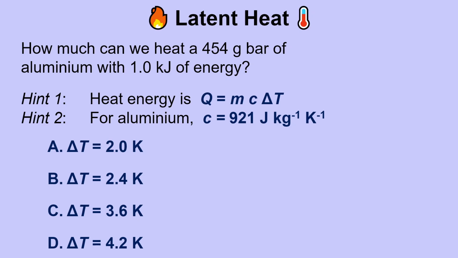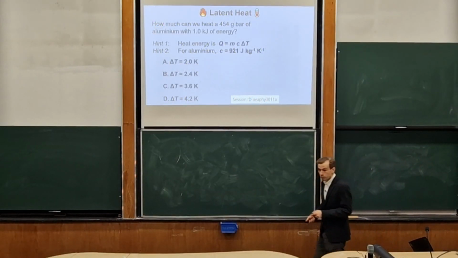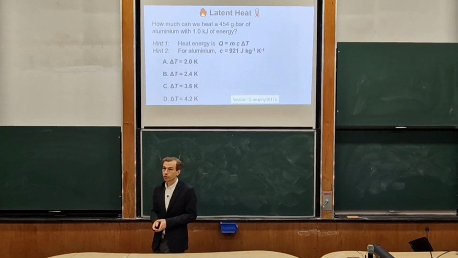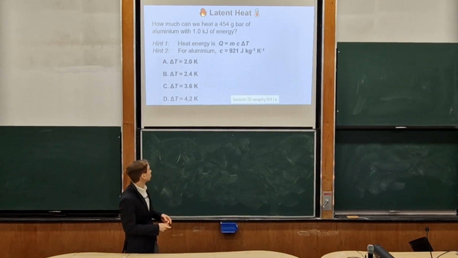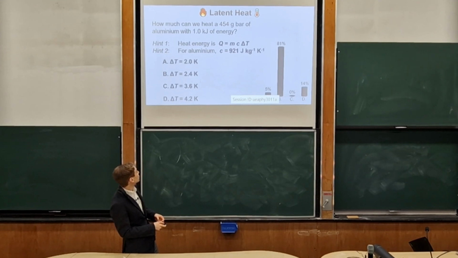So with this one, we have to do a bit of rearranging, do a bit of algebra before we're ready to crunch the numbers. So I'd always suggest when we have an equation like this, do the rearranging first, solve for that delta T before putting any numbers in and before reaching for your calculator. That's going to make it much easier to work out what the actual value is when you come to doing the calculation. Okay, let's see what everybody thinks. How much can we change the temperature of this bar of aluminium? Let's have a look. What have we got? Okay, so looks like most people going for option B there.